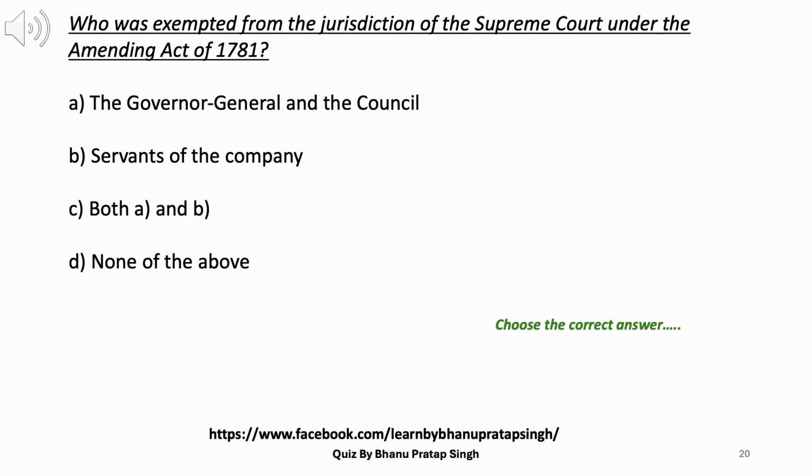20. Who was exempted from the jurisdiction of the Supreme Court under the Amending Act of 1781? A. The Governor General and the Council. B. Servants of the company. C. Both A and B. D. None of the above. Answer C. Both A and B.